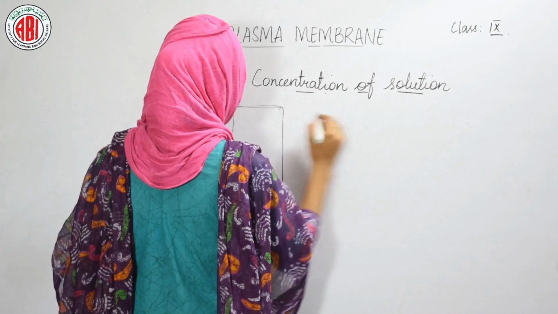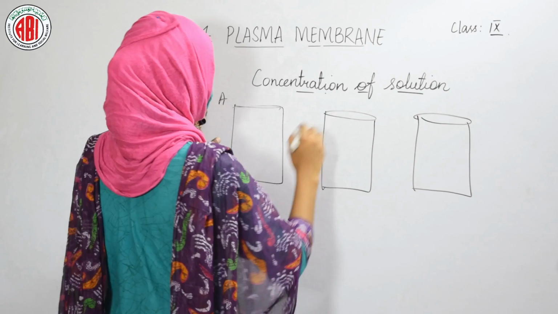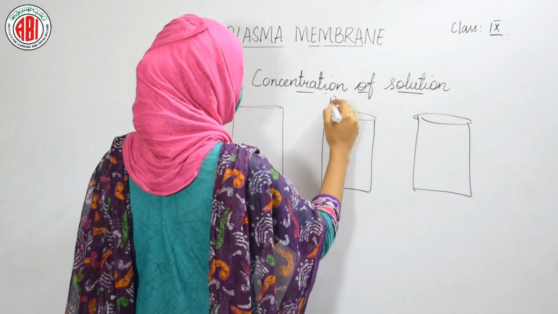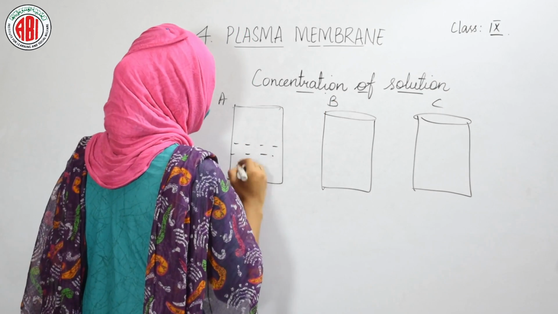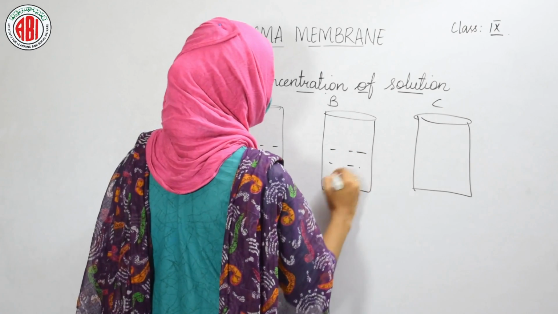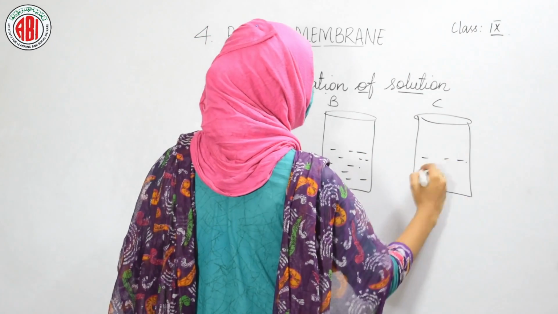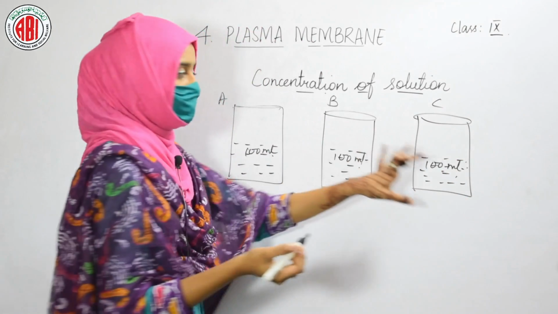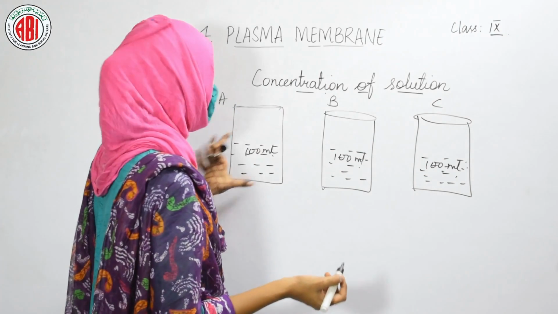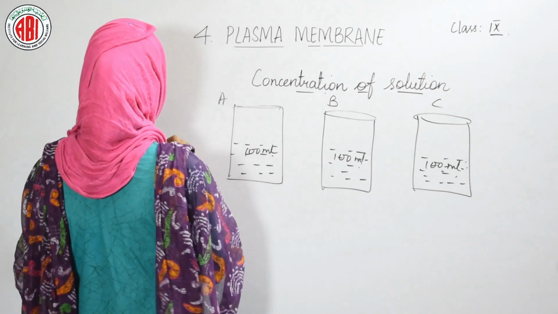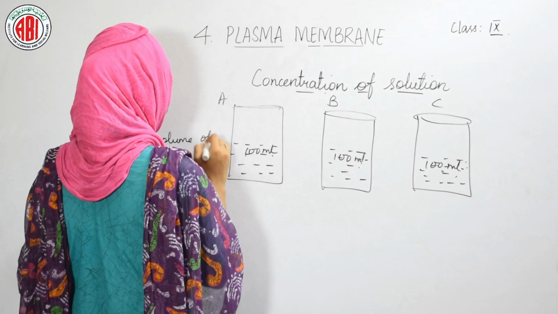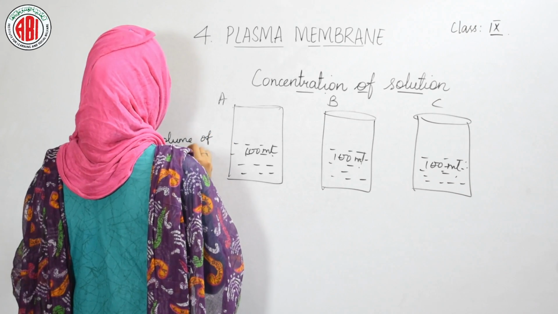We'll be taking 3 beakers. The first one will represent it as A, B and C. And in all these 3 beakers, we are going to pour 100 ml of water. So in all these 3 beakers, we poured 100 ml of water. That means the volume of water is a solvent. So the volume of a solvent is same.